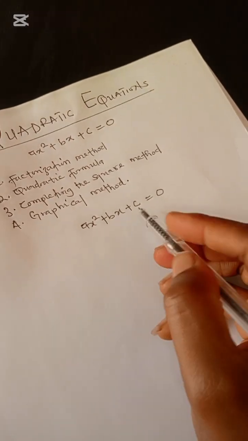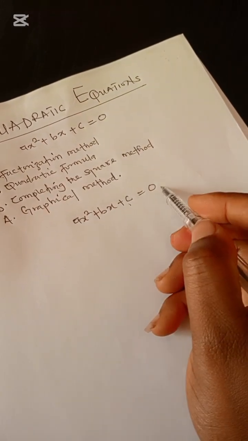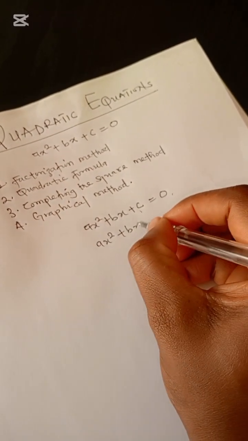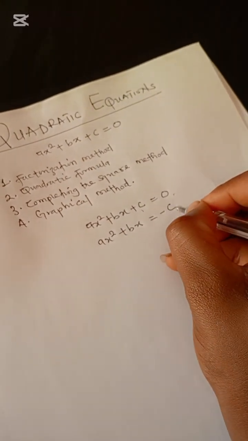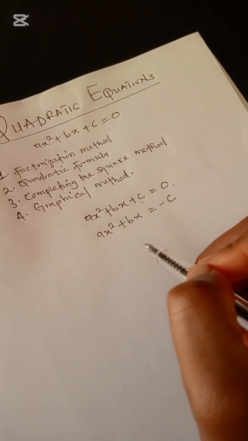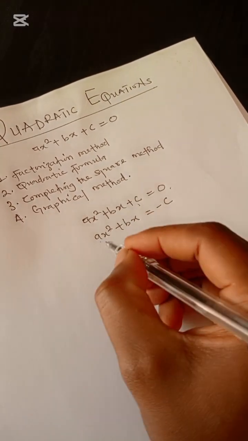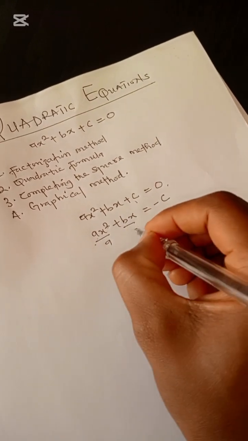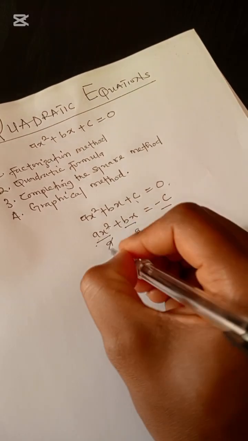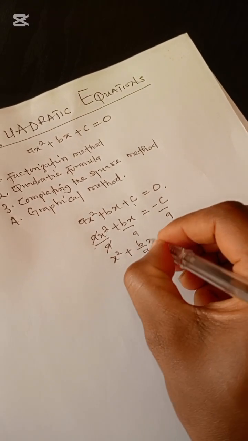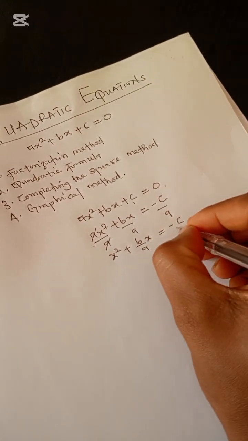So the first thing to do is to take the c to the other side of the equation. Doing that, we'll have ax squared plus bx equals minus c. After doing that, you're going to divide through by the coefficient of x squared. The coefficient of x squared is a, so we'll be dividing through by a. The a will cancel this a here. We're having x squared plus b over a x equals minus c over a.